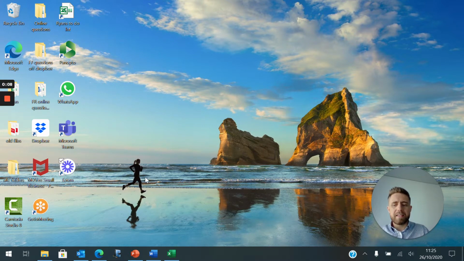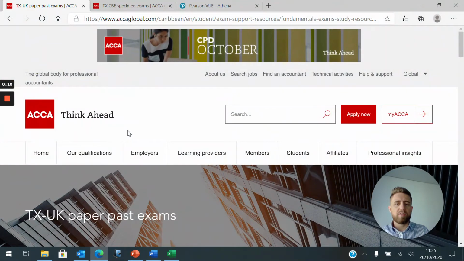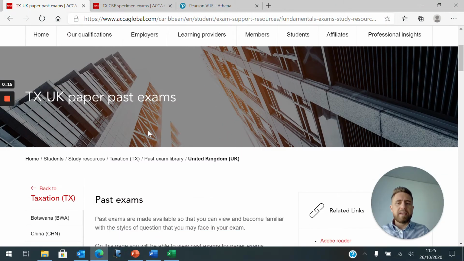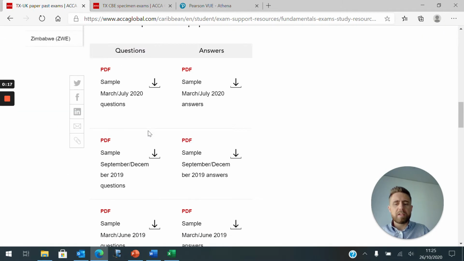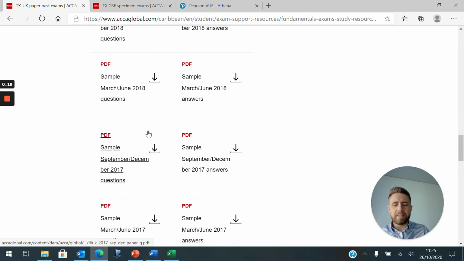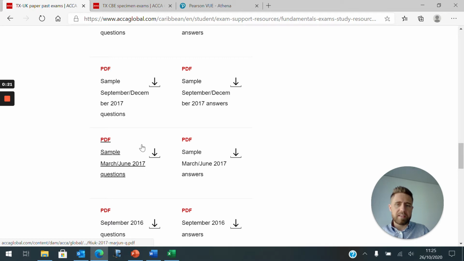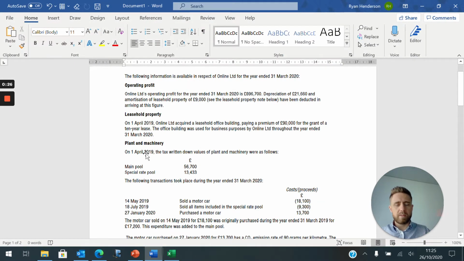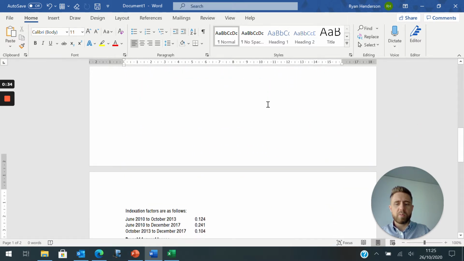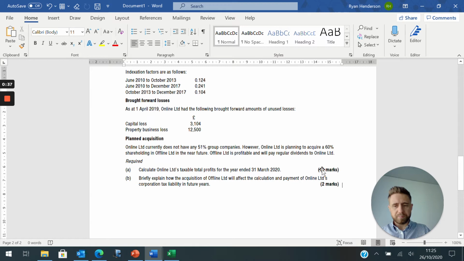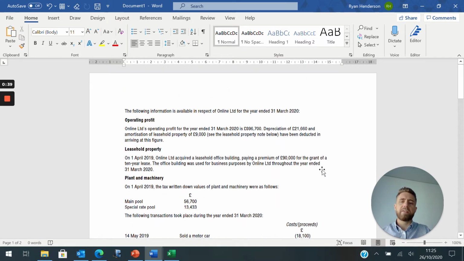Now this is the second question that I want to go through with you, and again from the ACCA website it is a past exam question, but it's from March-June 2017. So this is again from a previous Finance Act. So if you do have access to an exam kit, this question will be available in there, and it is called Online Limited. It is another Section C question, which is 15 marks, but this is covering the topic area corporation tax.